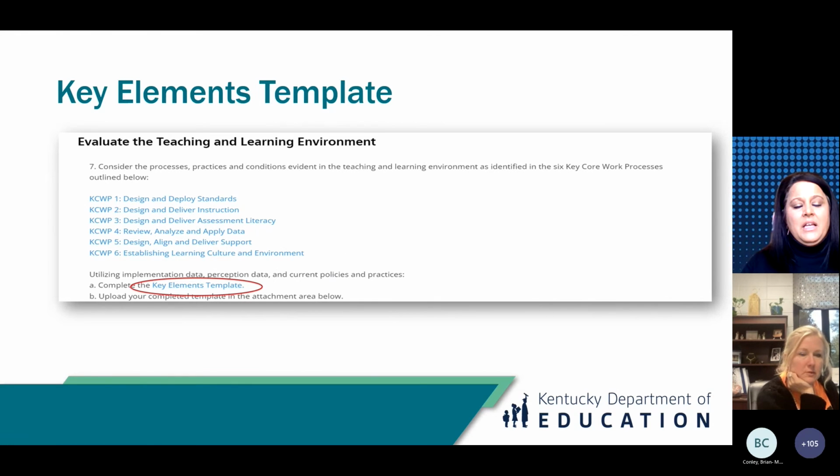So an additional template that we are going to address is the key elements template. And I'm going to turn this over to Marcia for that.